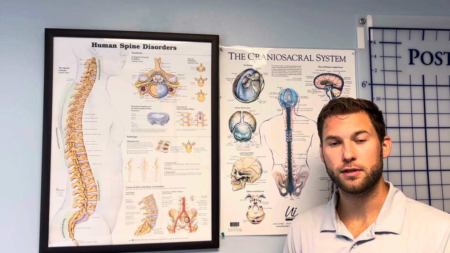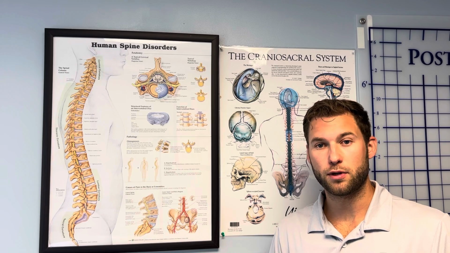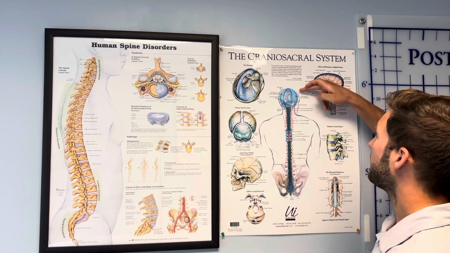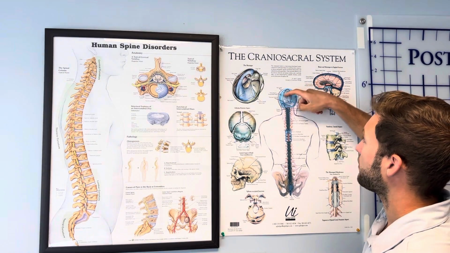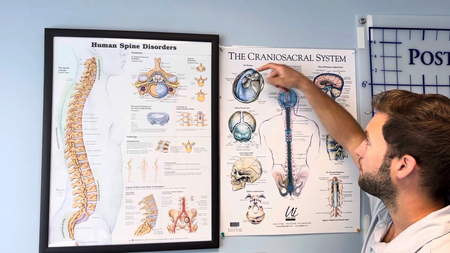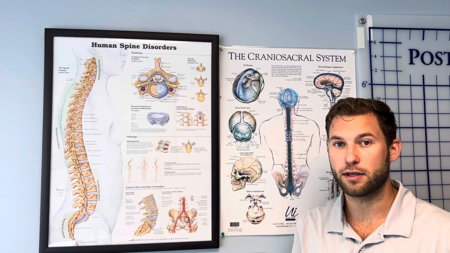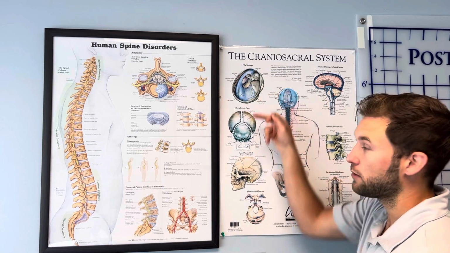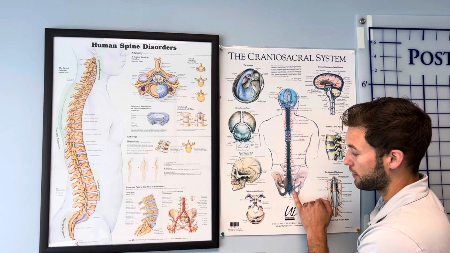What I'd like to go over today is what exactly I am doing and what I'm affecting when I do the ABC technique. If you see right here, you can see a couple of structures that start in the brain. These are what we consider the meninges themselves. The meninges will actually wrap around the entire brain, separate the two hemispheres, and then travel all the way down the spinal column here.